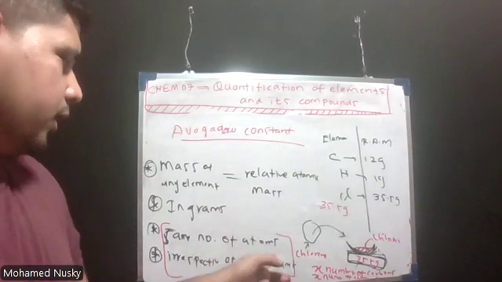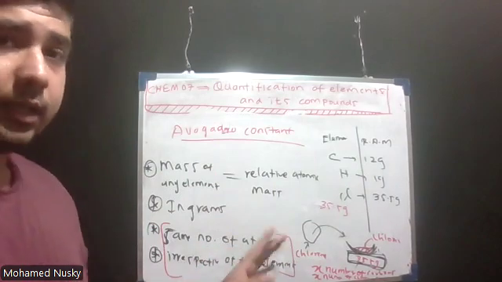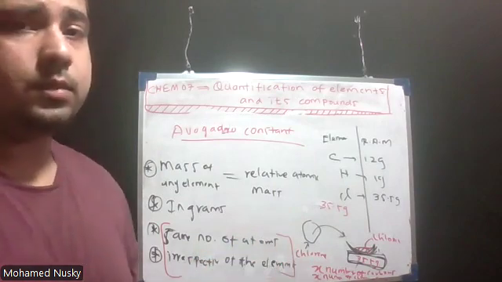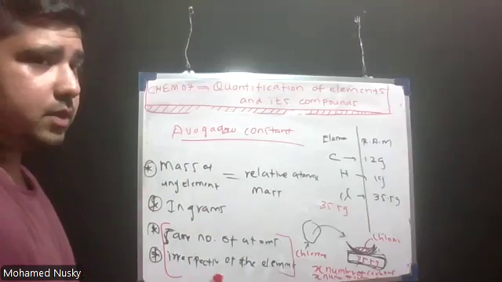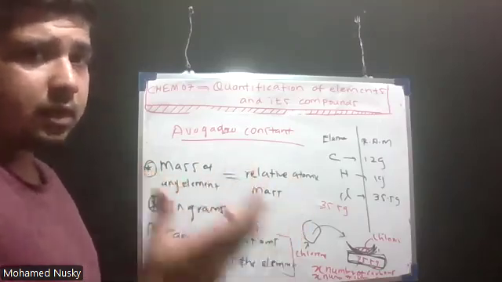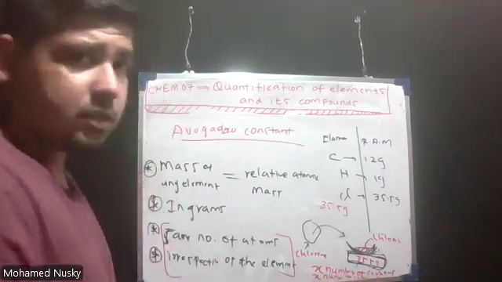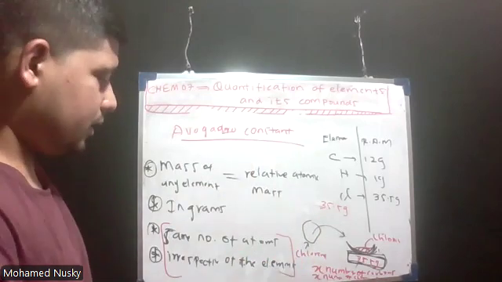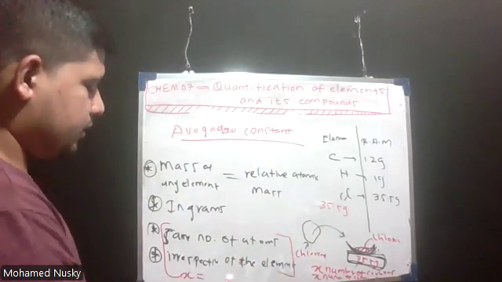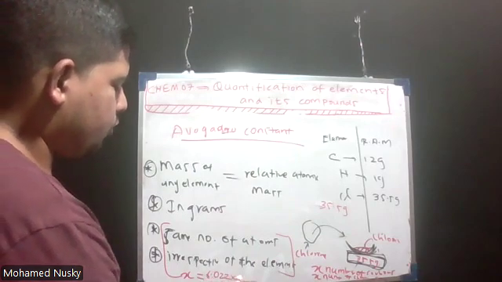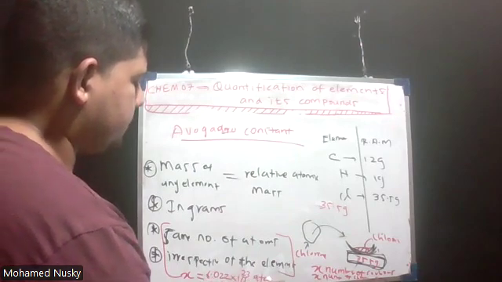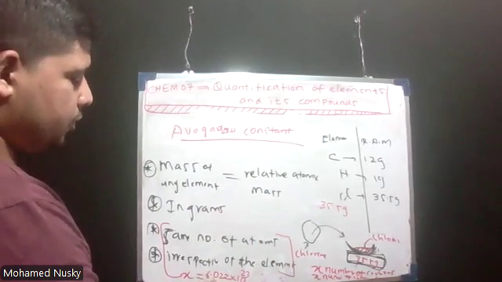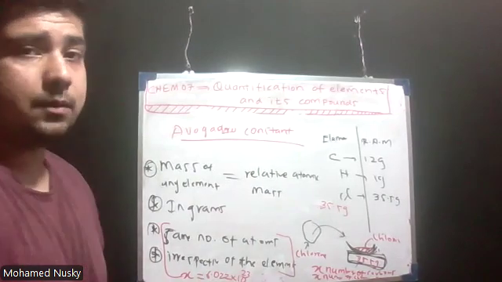Therefore, there will be the same number of atoms irrespective of the element. It can be any element. I said there will be X number of atoms. What is that value? Scientists have calculated it. X is equal to 6.022 times 10 to the power 23.